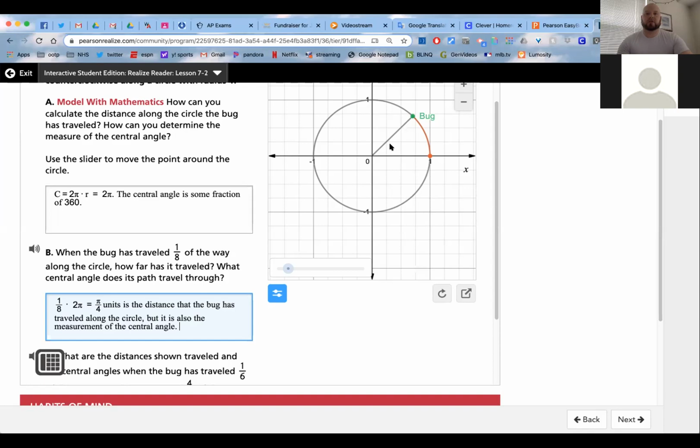So this is an angle that's pi over 4. But visually, you should also be able to see that we're cutting 90 degrees in half, and so that's 45 degrees. So we can say that the bug has traveled through a central angle of 45 degrees.